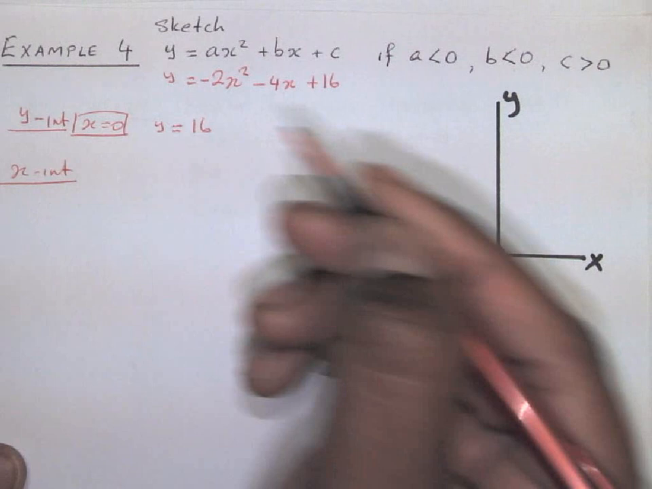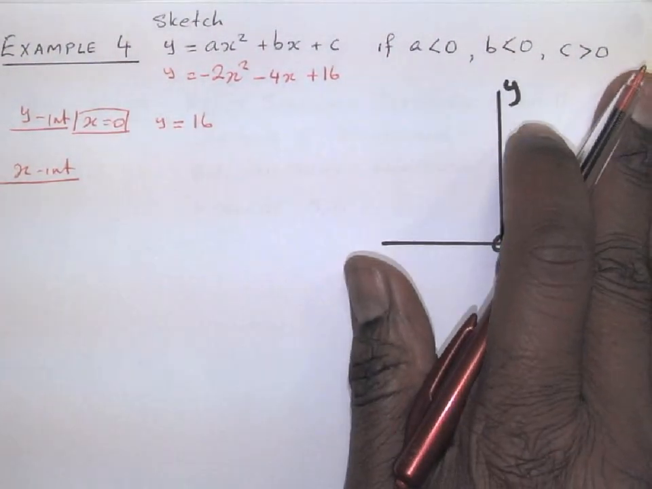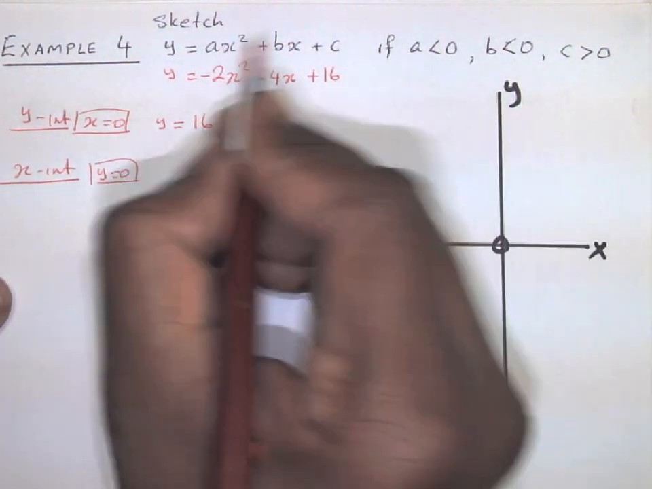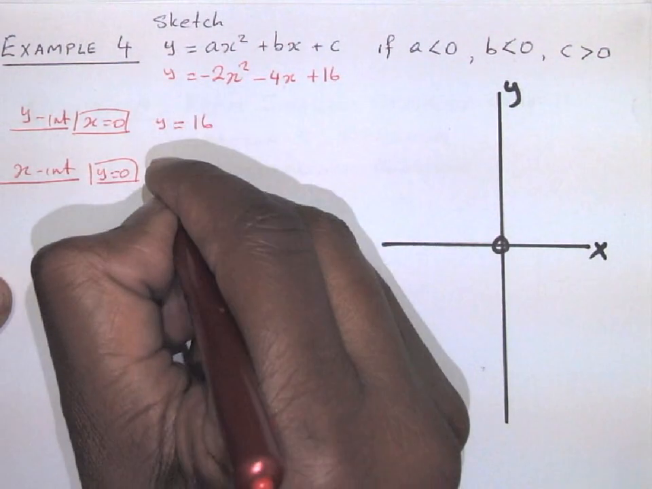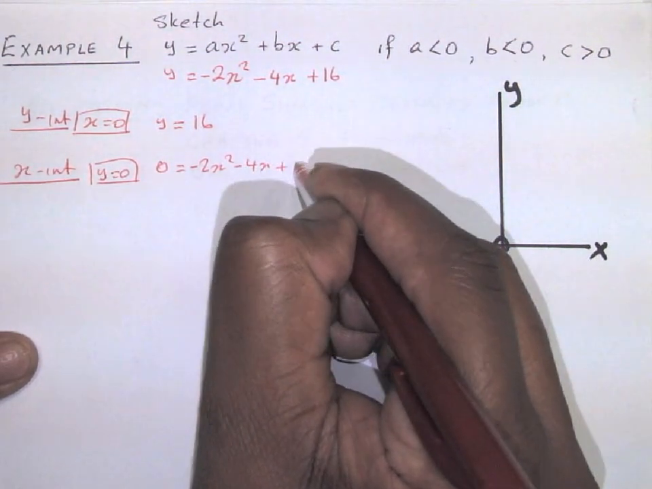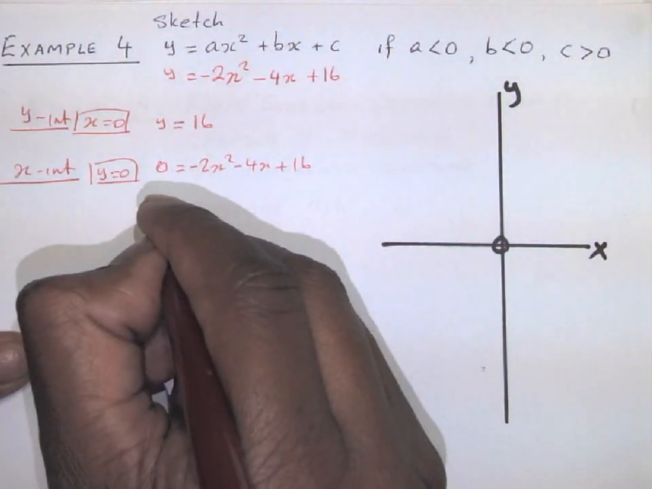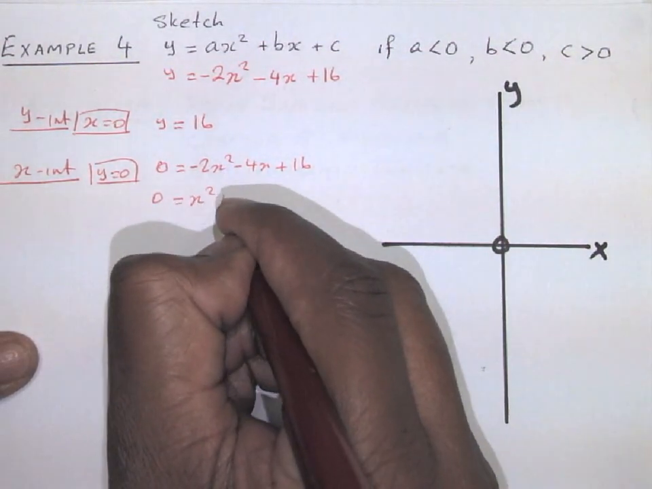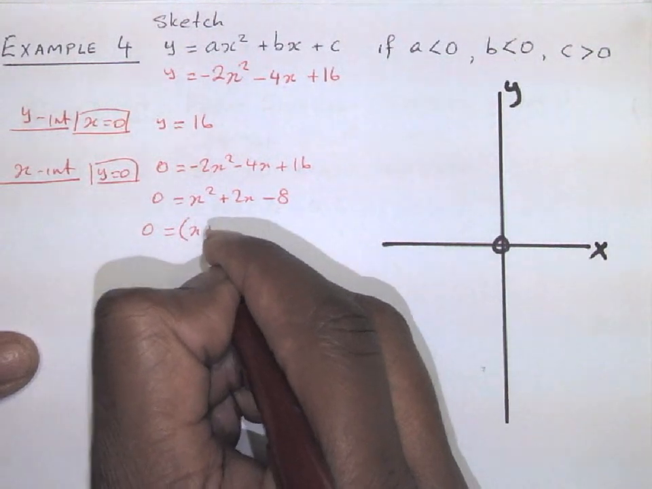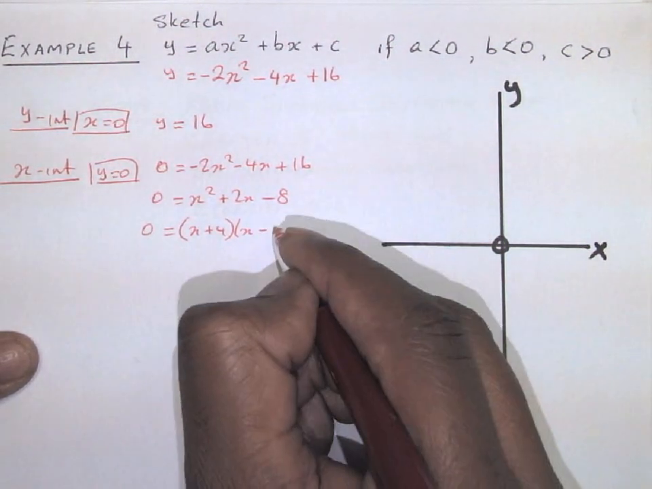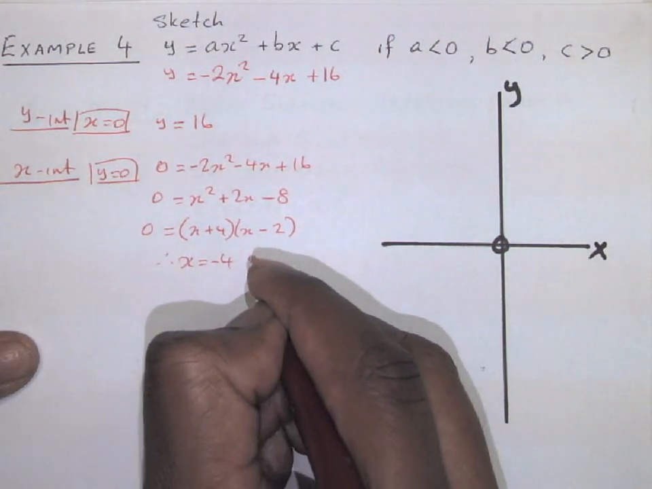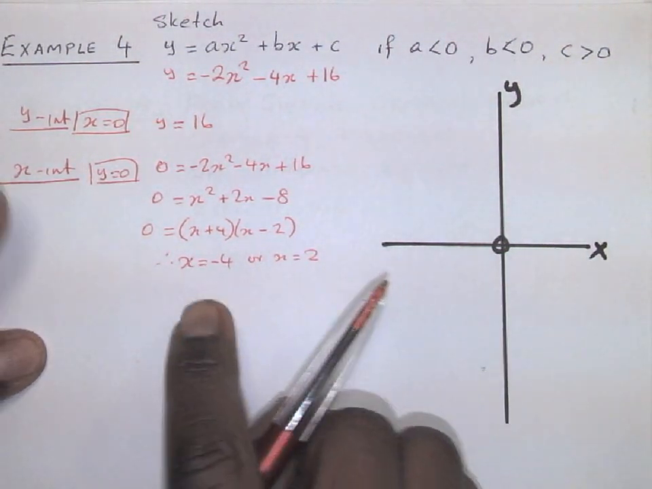How about now the x-intercept? How do we find the x-intercept? We make y 0 in this case. So plug in y as 0: 0 is equal to minus 2x squared minus 4x plus 16. And therefore, I can divide by minus 2. I get 0 is equal to x squared plus 2x minus 8. I can factorize this: 0 is equal to x plus 4 and x minus 2. Therefore here I'll get x equals minus 4, or here I'll get x is equal to 2. So those are the x-intercepts.